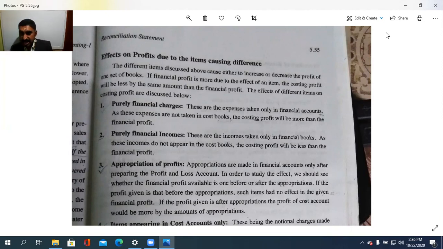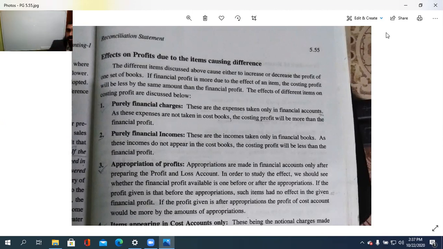Because as many items of financial income are there, the financial profit will be increased, so that the costing profit will be less than the financial profit. Clear? Next, appropriation of profit. Appropriations are made in the financial account only after preparing the P&L account.